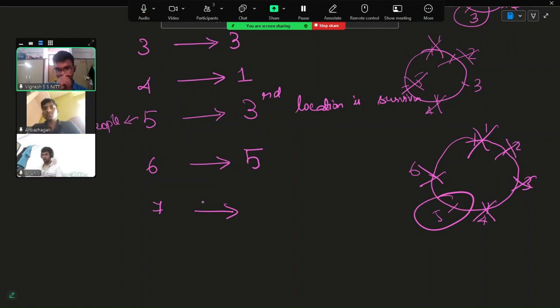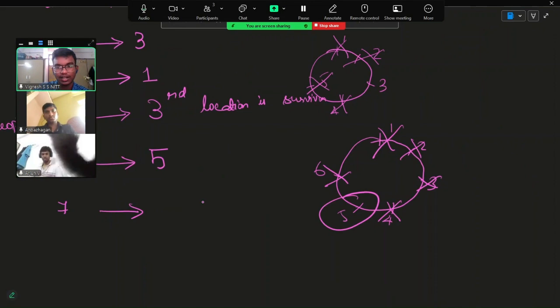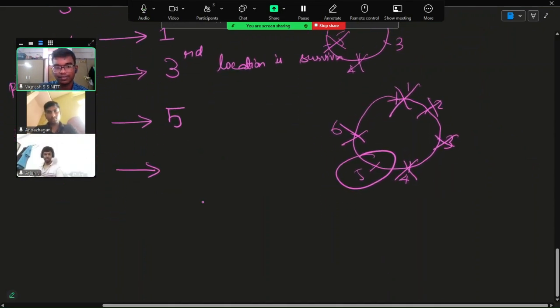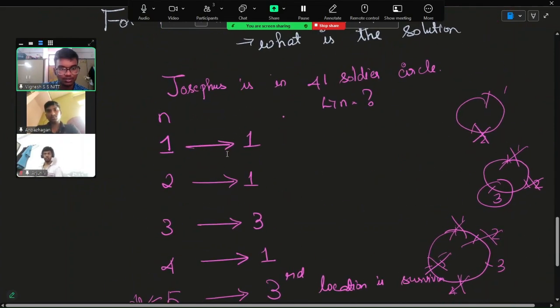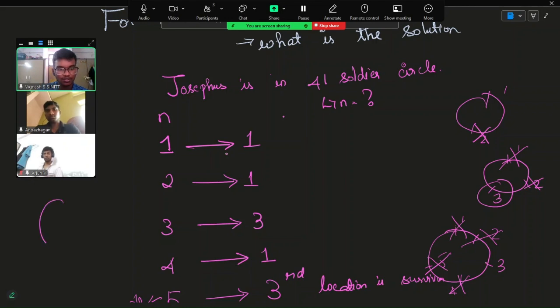Okay. So for 7, let's try a case and find out. I will find it here in this place. So I am not pasting any place forward. Okay. 1, 2, 3, 4, 5, 6, 7. Let's go fast so that we won't waste the time.